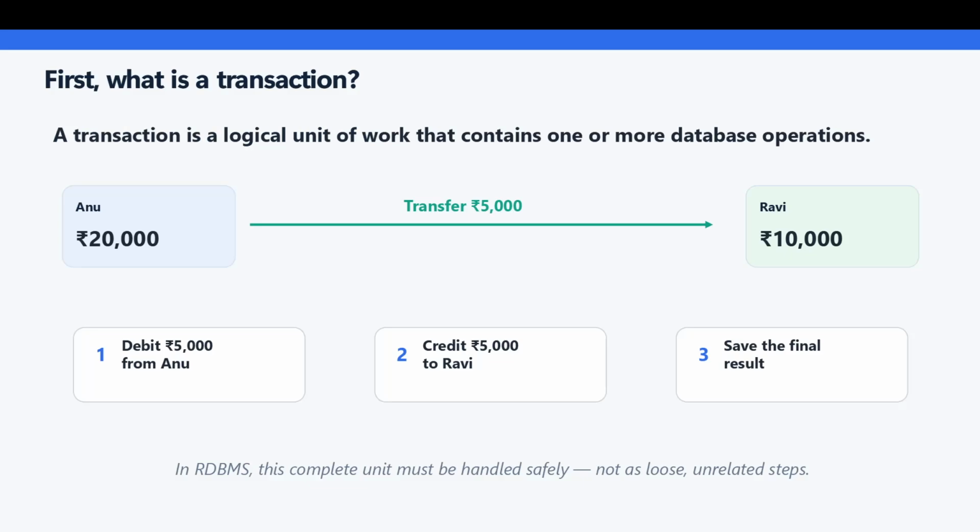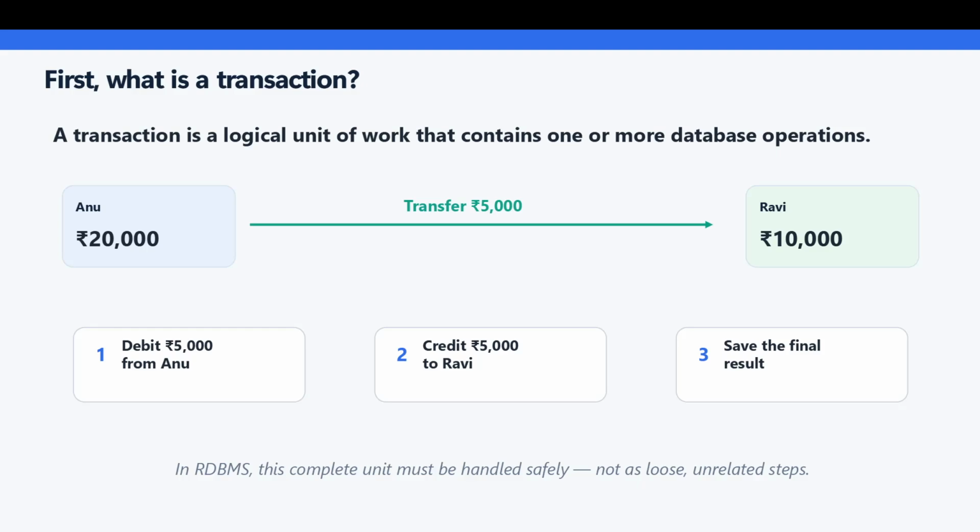Before we go into the ACID properties, we must first understand the meaning of the term transaction. A transaction is a logical unit of work that contains one or more database operations. Let us understand this using an example. Consider Anu has 20,000 rupees in her account and Ravi has 10,000 rupees in his account. Anu wants to transfer 5,000 rupees to Ravi.